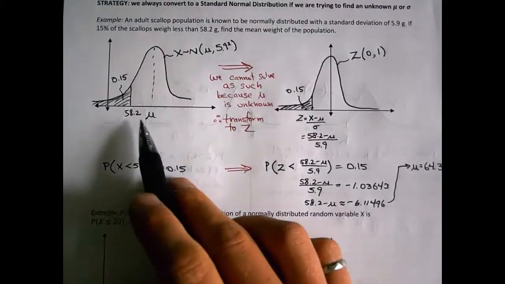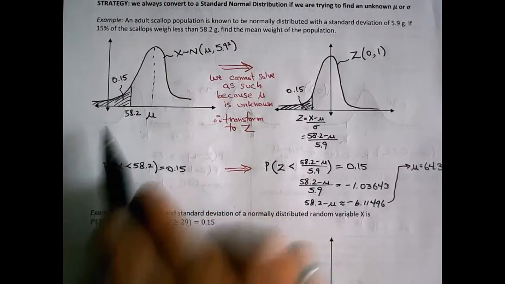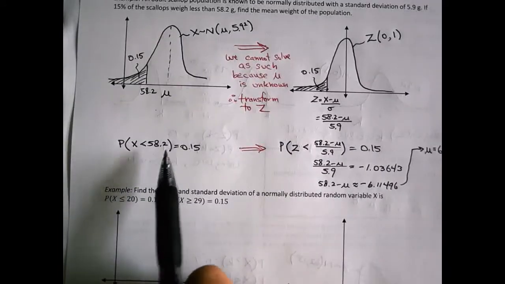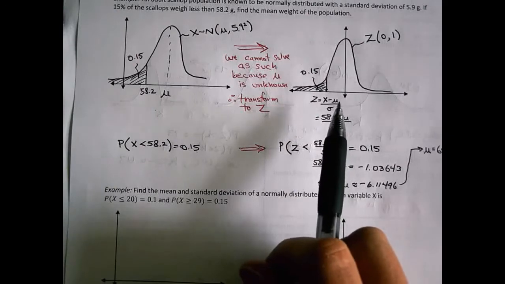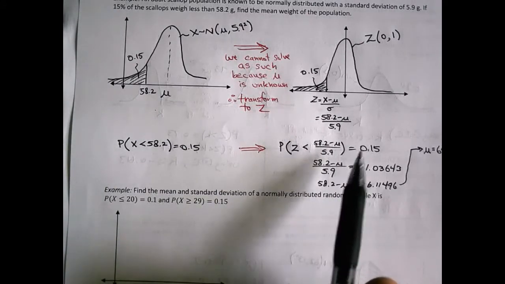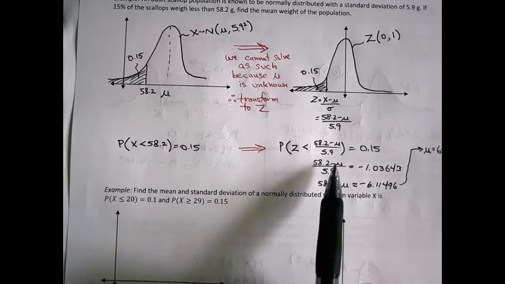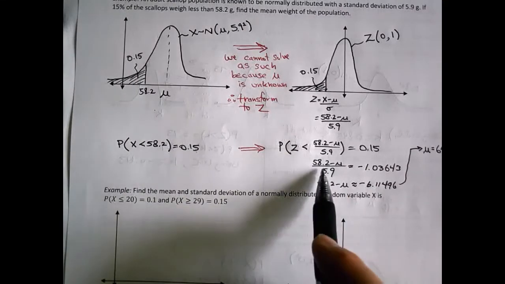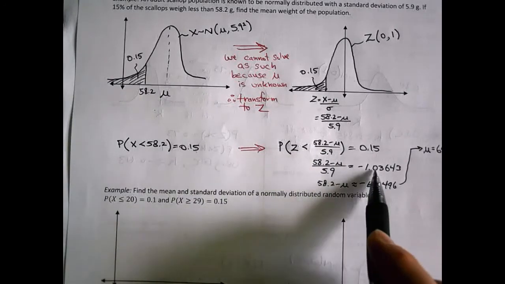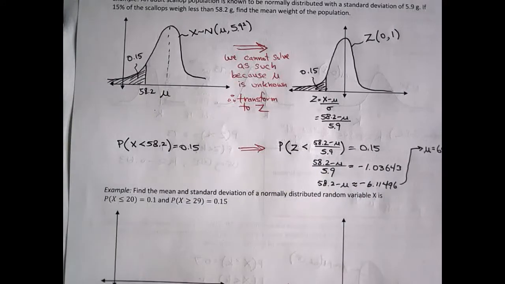And of course, that would make sense, right? Because 58.2 is the low cutoff. So there's a few steps here. One was transforming the whole thing into the Z domain, finding the Z score, then using the inverse normal in your GDC, but then you do have to solve at the very end. So this step to this step, I see constant confusion among students. Once you found the number in your GDC, you're not done. You still have to solve for the unknown.